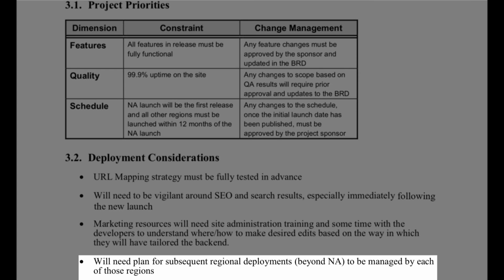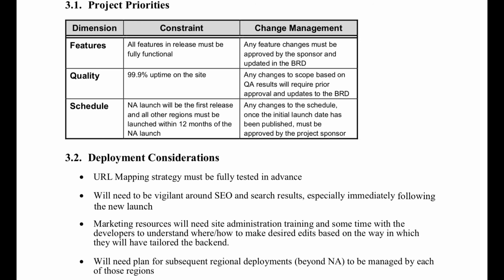We'll need a plan for subsequent regional deployments beyond North America to be managed by each of those regions. So what we're saying here, the stakeholder, the sponsor is saying that we know that we're going to do the same process for the other regions, but we're going to need somebody at each of those regions to manage this project from their end. So those are things that are noted as deployment considerations.